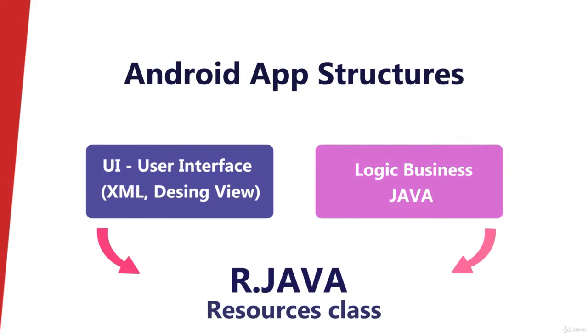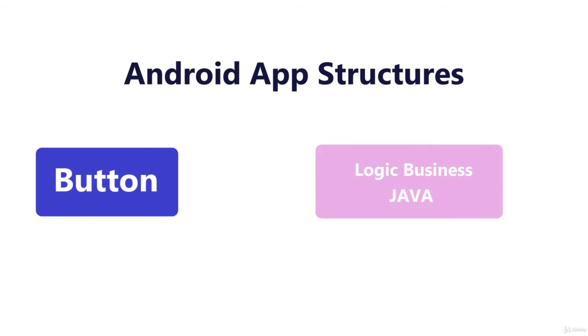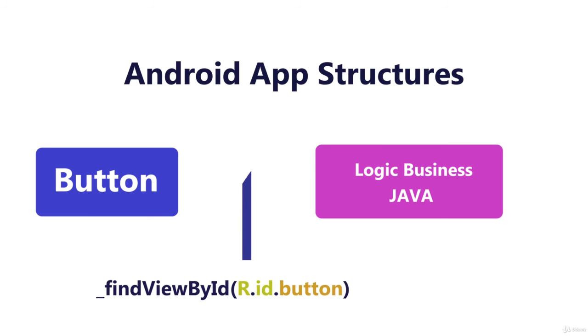All right. So continuing, imagine that we have a button. When we create a button, as we saw in our first application, the idea is that when we click this button, we want something to happen. Well, we need to connect that button to our business logic, right? Our Java part. And we did that. And how did we do that? Well, we used findViewById.